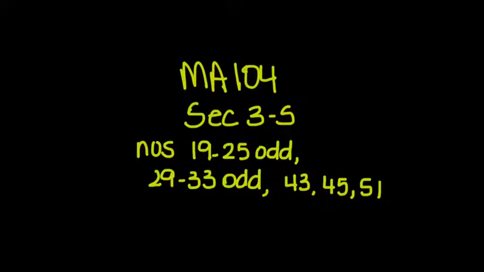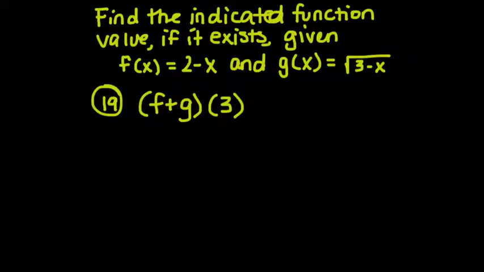This is section 3.5 of MA 104. For the indicated functions, we are asked to find, in this case, f plus g of 3 when we're given that f of x is 2 minus x and g of x is the square root of 3 minus x.